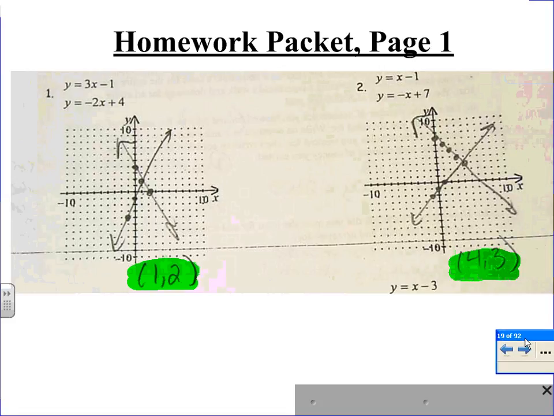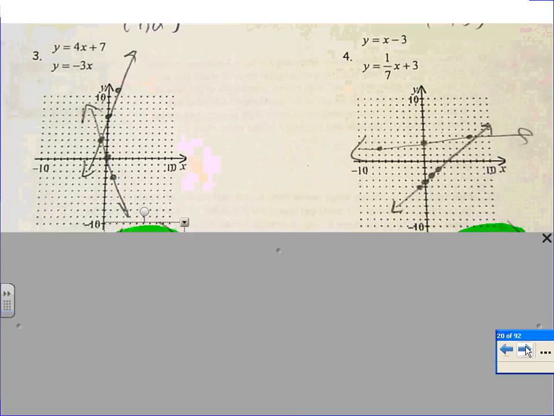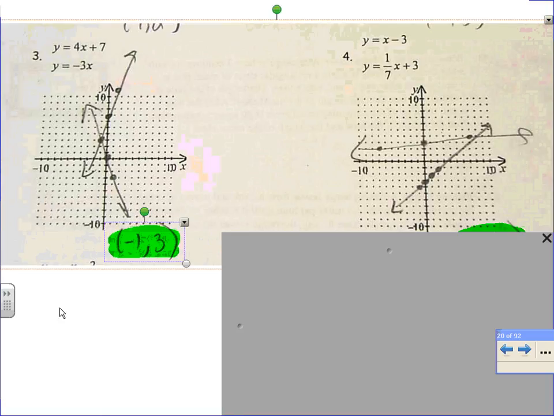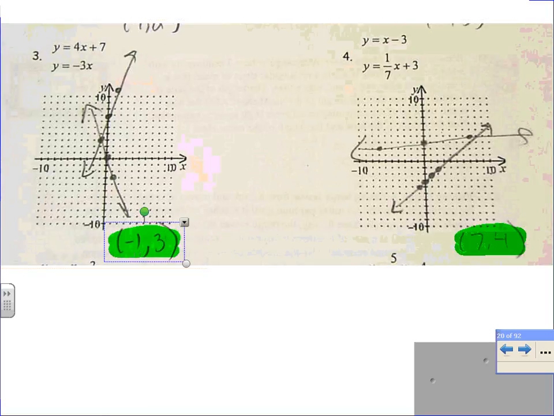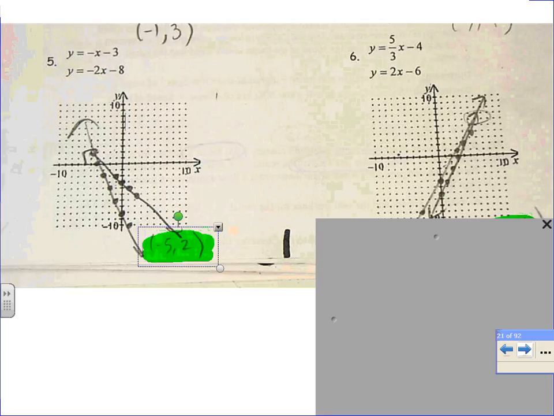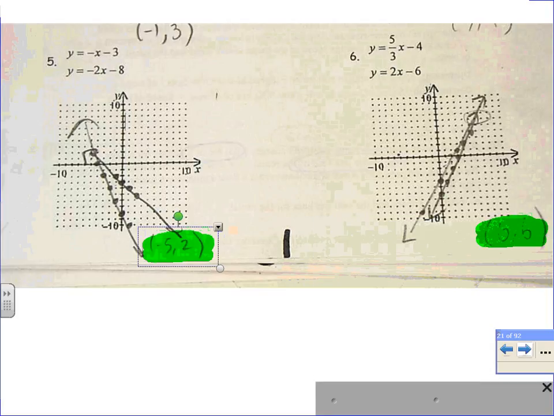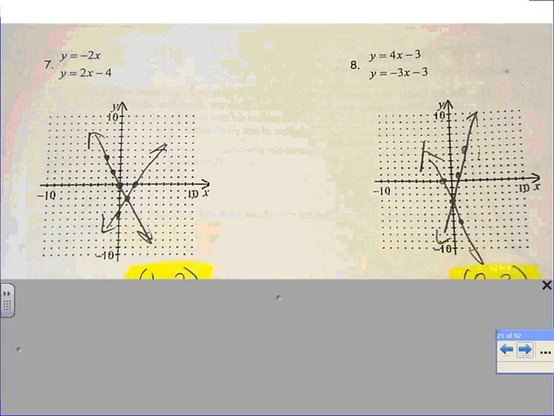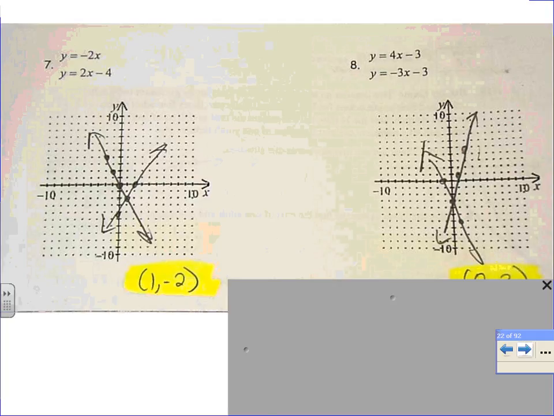Garrett, number 3. Negative 1 comma 3, you mean? Okay, should be negative 1 comma 3. Amanda, number 4. Good, 7 comma 4. Katron, number 5. Good, negative 5 comma 2. Haley L, number 6. Good job, 6 comma 6. Any questions on the front page? Okay, on the back of that, Helene, number 7. Good, 1, negative 2. Zach, number 8.